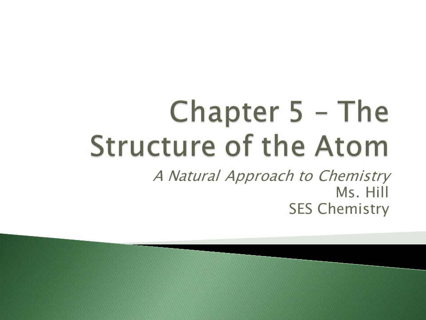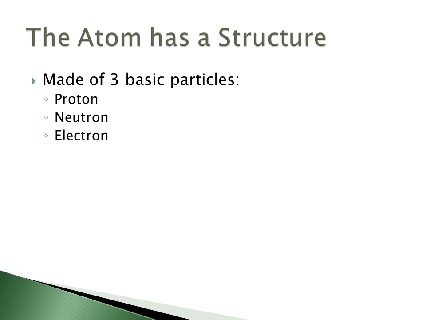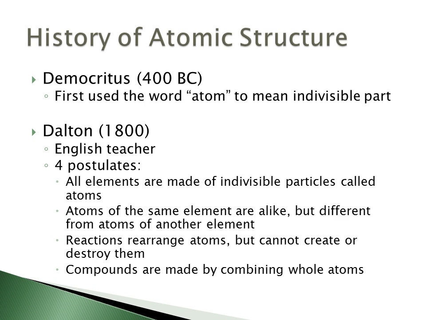Okay, this is chapter 5, where we are focusing primarily on the structure of the atom. We already know that the atom has a structure made of three basic particles: protons, neutrons, and electrons. And we didn't just magically know that. This idea of an atom came along way back in 400 BC, first used by Democritus. And what he meant by the word atom was that it was a single indivisible part.